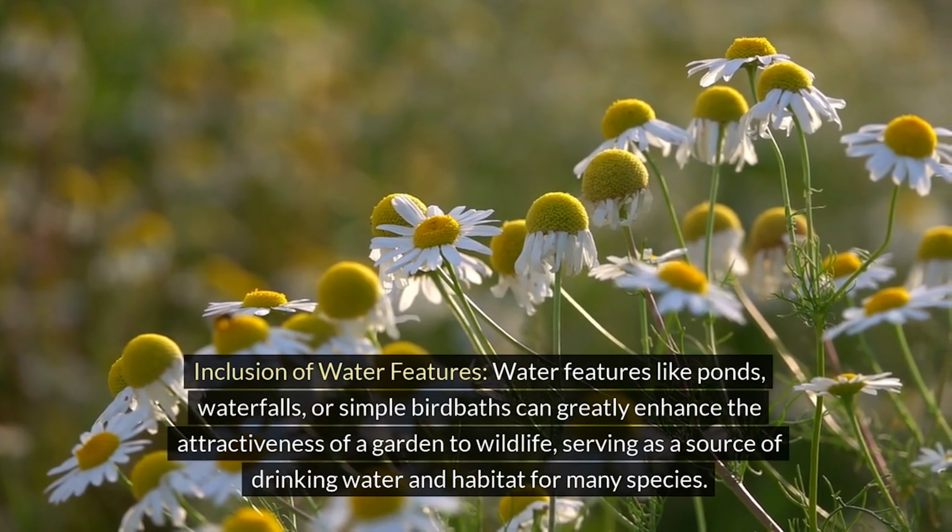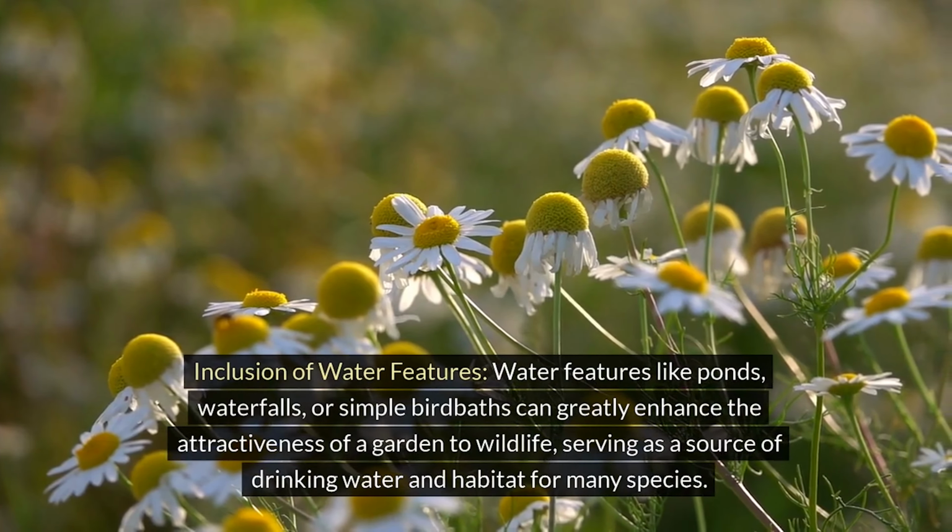Encouraging wildlife. By providing food, shelter, and water, a natural garden becomes a sanctuary for birds, butterflies, bees, and other beneficial organisms. This not only helps control pests naturally but also increases pollination, enhancing the overall health and vibrancy of the garden. Informal pathways.